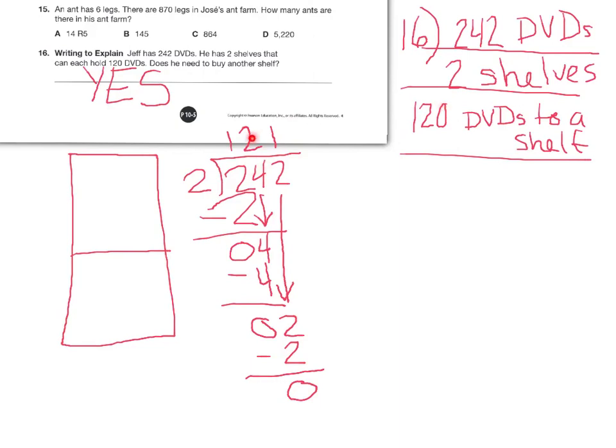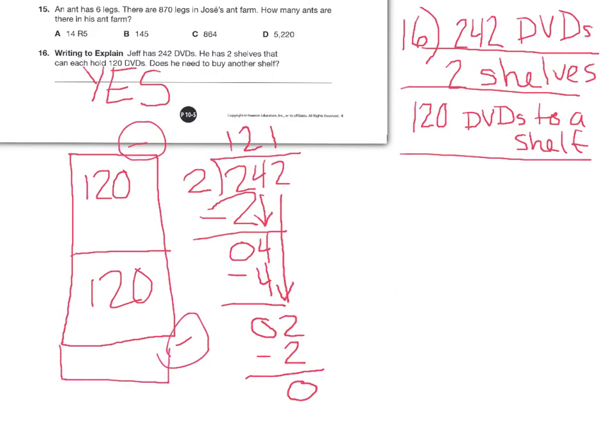Well, since you can't fit 121, you'll have 120 on each shelf, and then an extra 1 on each shelf. You'll have to put them on the top and lay them next to it. So there's going to be 120 on each shelf, and then 2 extra DVDs. So he'll have to have another shelf to put those 2 DVDs on.